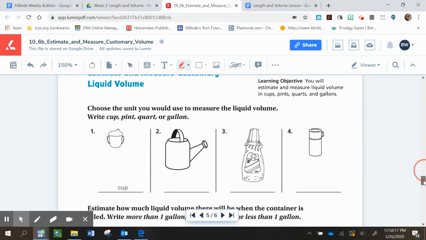Okay, so we're going to do a couple more to practice, and then you're going to move on to your slides. We're going to choose the unit that we should use to measure the liquid volume. And so here we have a cup, and we're going to choose for these. So the watering can does look pretty big. It depends on the size, but if we're looking at this picture, I'm going to say around a gallon. This looks like some kind of mouthwash or cleaning solution, something along those lines. That's going to be more like a quart. And then this mug here, this container, would be around a pint. It's a little bit bigger than the cup.